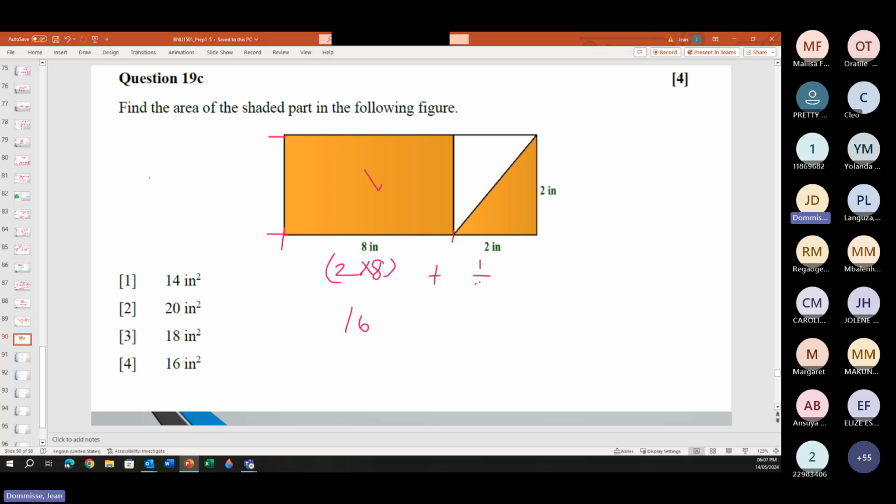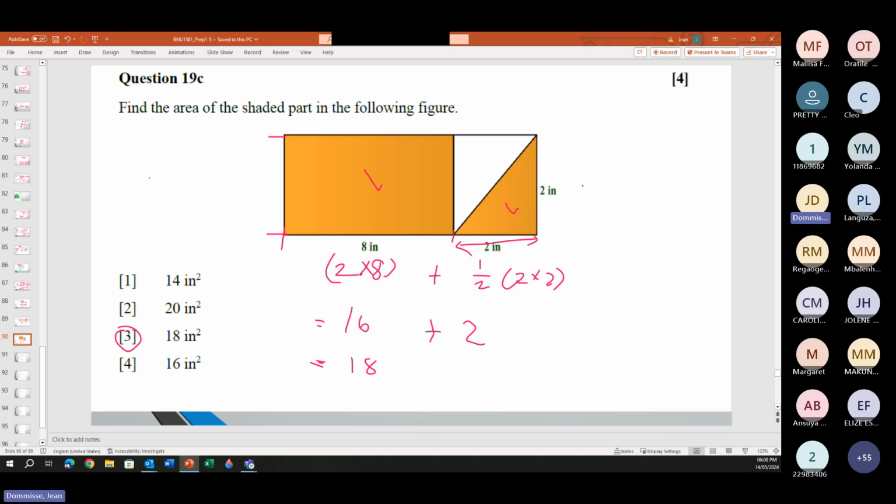But I also need to work out this triangle. Again, the triangle is half base, which is 2, times height, which is also 2. So a half times 2 is 1. 1 times 2 is 2. So that yellow part is 2 inches squared. So the total then is 18 inches squared, which is option 3.